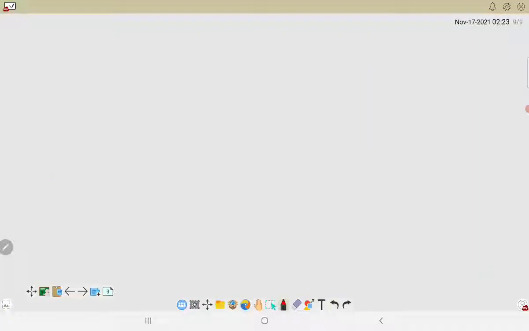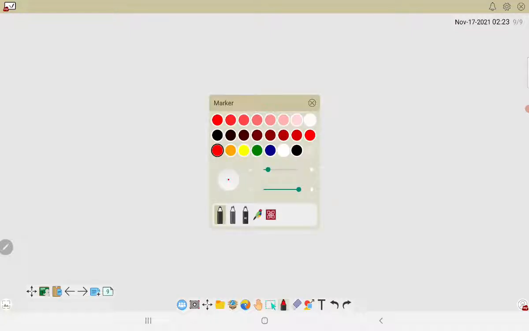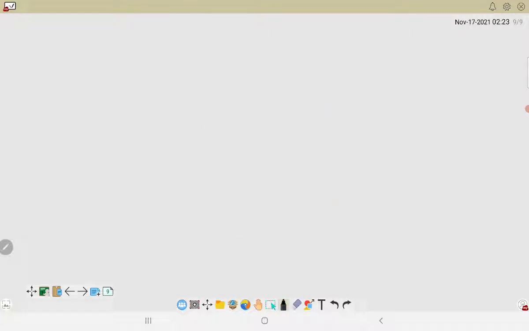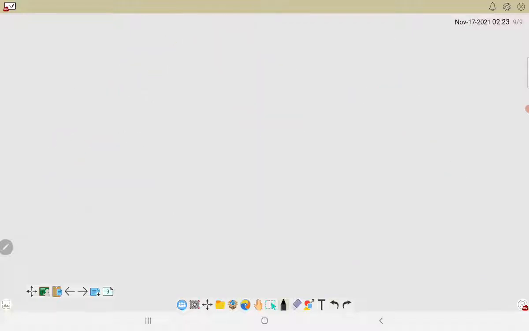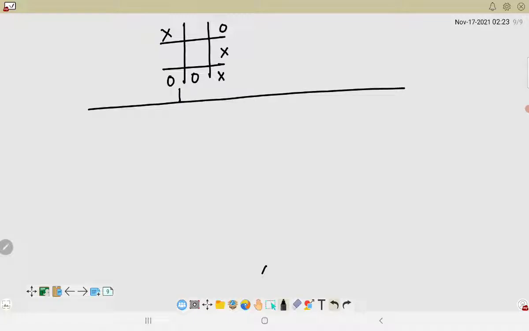Now let us move to the initial tic-tac-toe problem that we have been discussing. Here we said that we will associate +10 for winning, -10 for losing, and if it is a draw, we will associate 0. Suppose I have a board position something like this: x, 0, x, x, 0, 0. From this state, I have to formulate moves which will help me to win the game. From this particular point, I have 3 options which I can take.